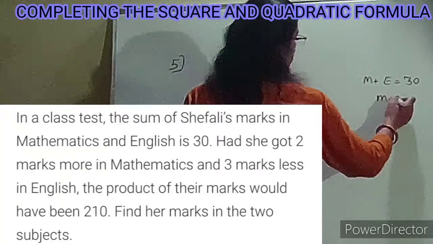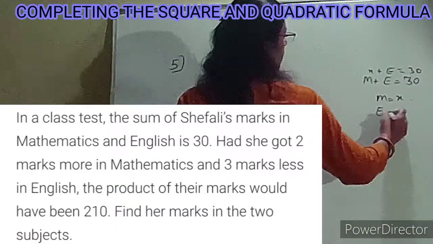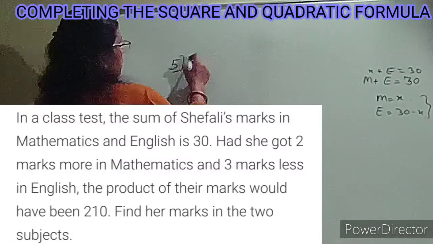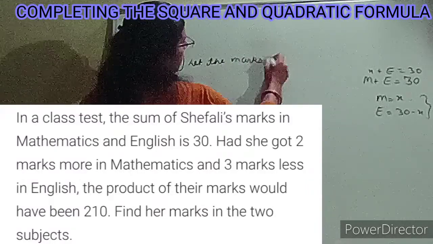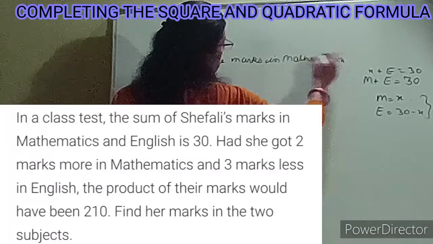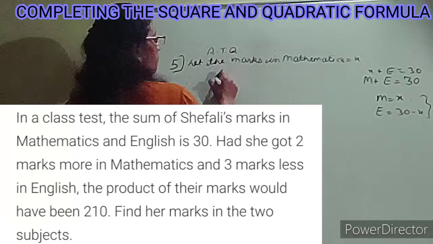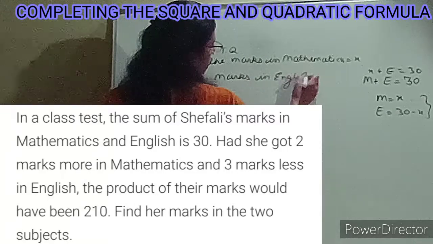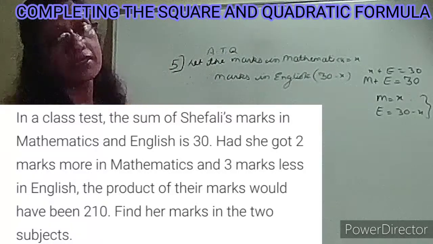So mathematics में अगर x marks हैं तो English में कितने हो जाएंगे? So x plus English is equal to 30, so we'll get 30 minus x. So this thing I am writing very first. Let the marks in mathematics be x. So therefore, according to the question, marks in English कितने हो जाएंगे? 30 minus x because the sum of their marks is 30.